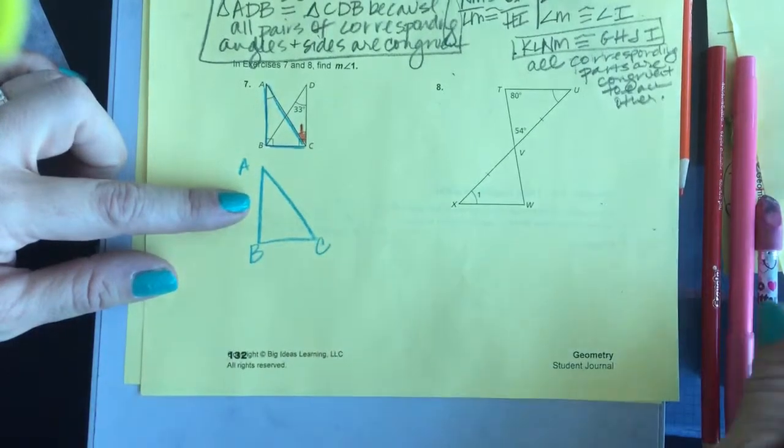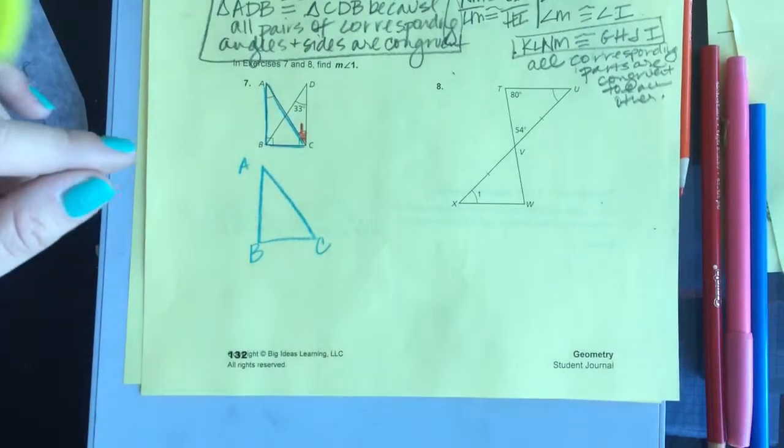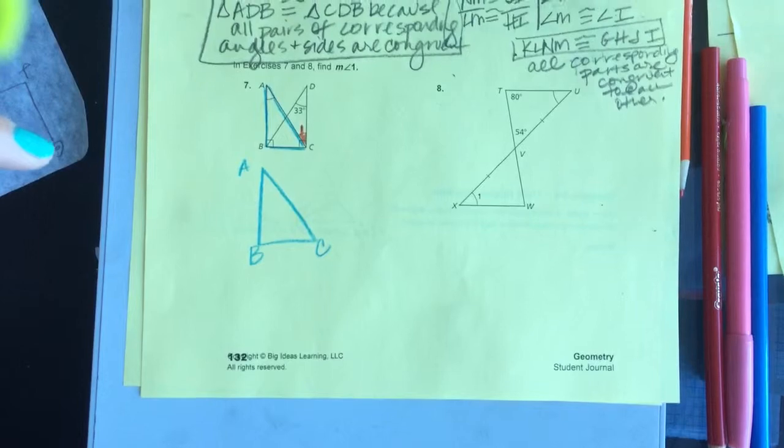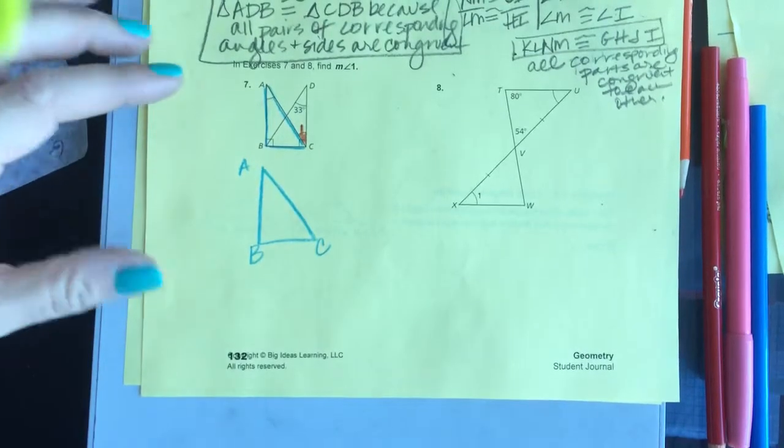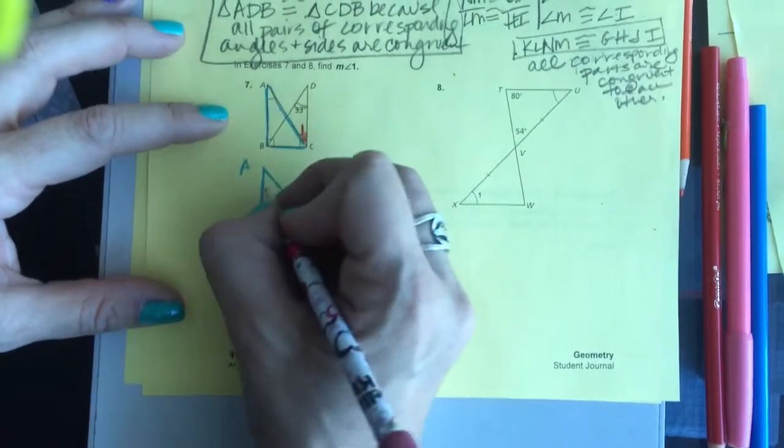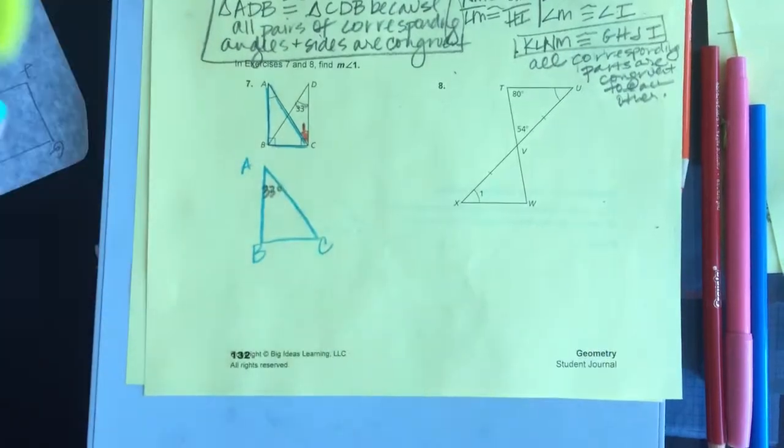Do we know the measure of angle A? You should. What is it? 33? Because it's got this mark and this mark. I am going to go with that. That's 33, because it's congruent to D. There you go.